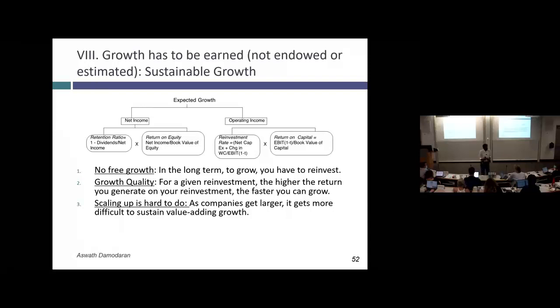For two reasons. One is, the good side of growth is your operating income gets larger. The bad side is you're putting money into reinvestment. The net effect is what's driving value. And if you're reinvesting a lot to show very little in terms of growth, you can grow and destroy value.